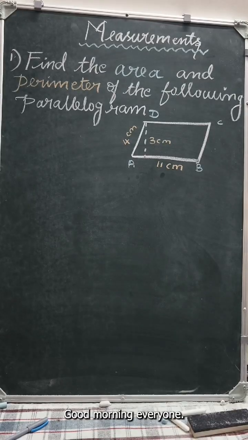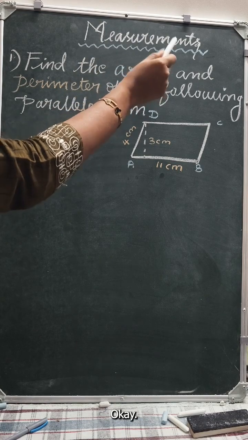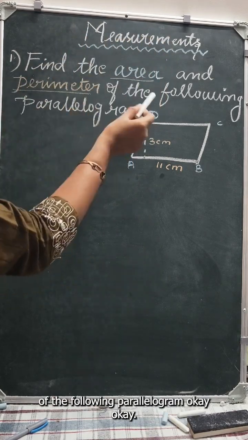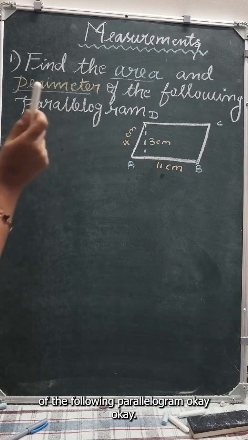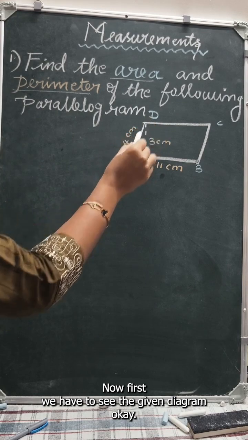Good morning everyone. In today's class we are going to see a sum in measurements: how to find the area and perimeter of the following parallelogram. First we have to see the given diagram.